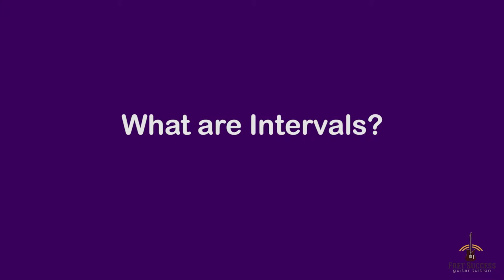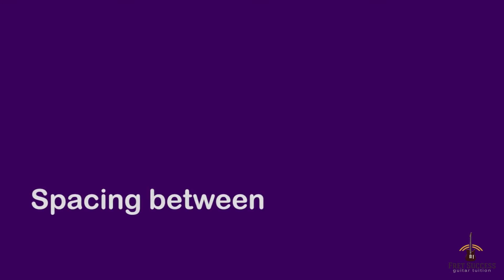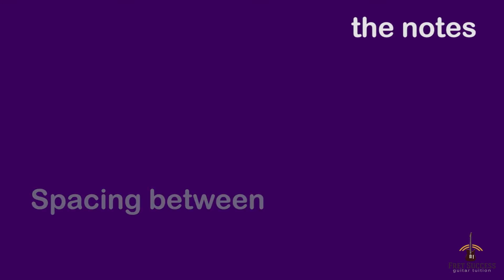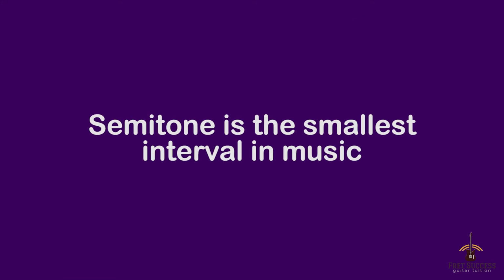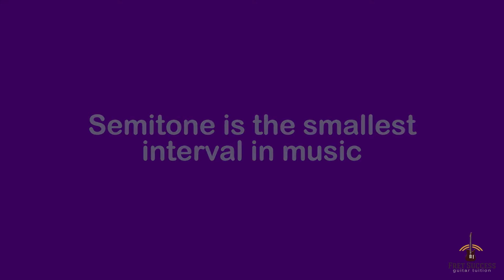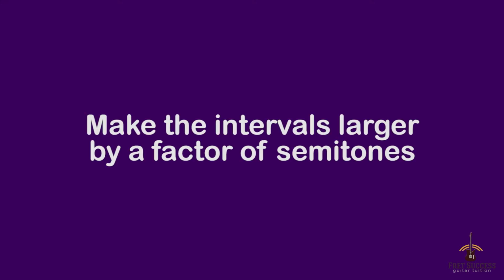So what are intervals? A musical interval is really simple. It's basically the spacing between the notes when played in order or together. You've only got a semitone, which is the smallest amount in music that you can move between two pitches of notes. So that is the smallest interval we can move. We can increase that by a factor of semitones.